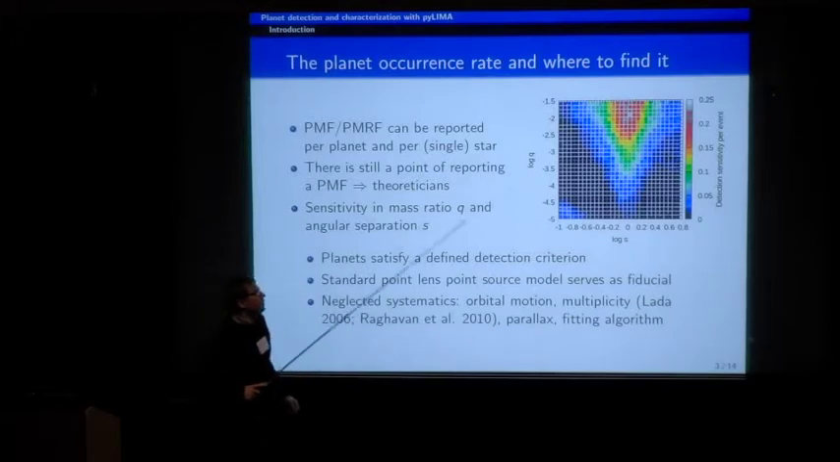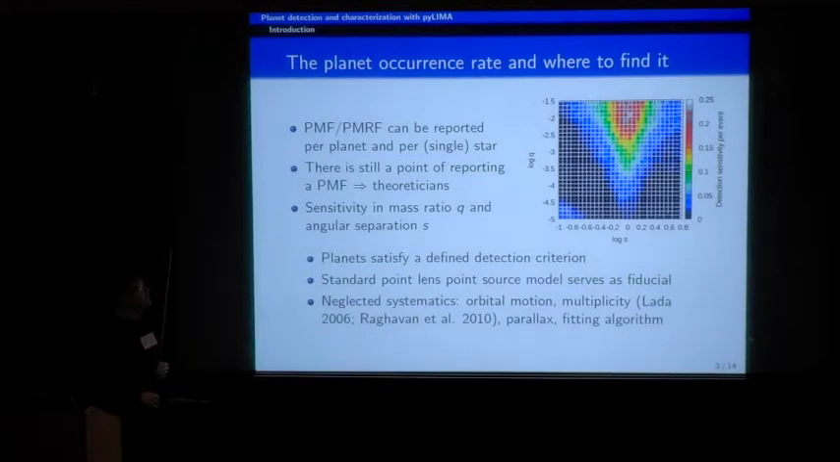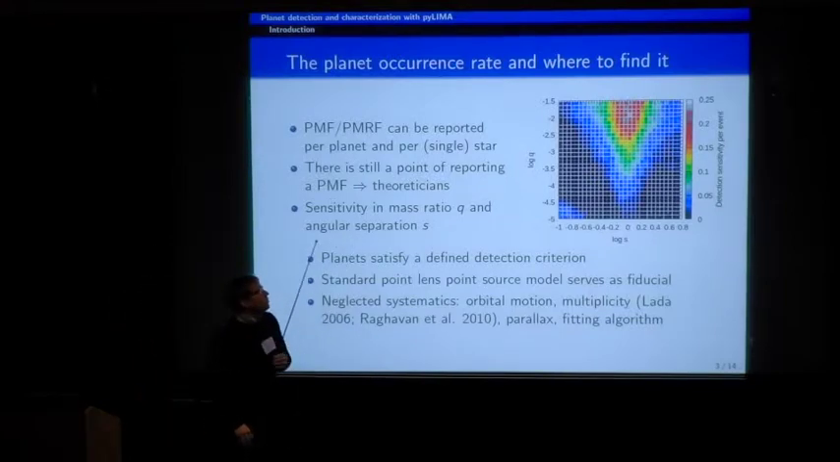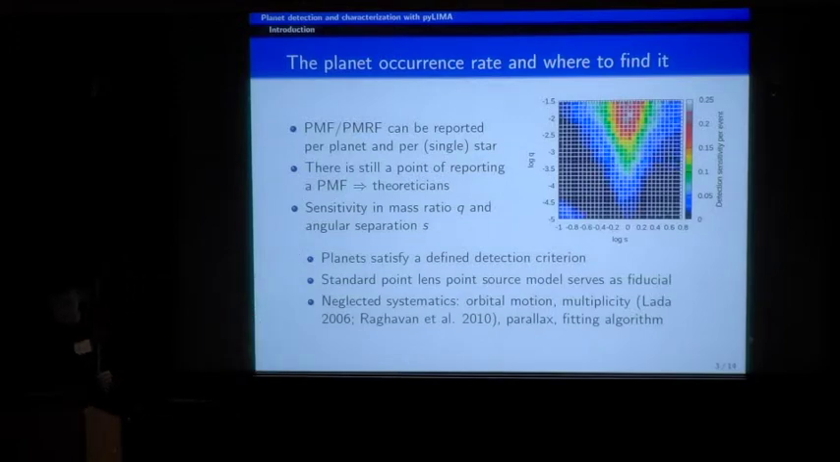In our case, in order to assess what is there, we need to assess the detection sensitivity and figure out what really is there, not only what we detect. So if we simulate that, and I'll talk about how we do that currently a little bit later, the planet mass function and the planet mass ratio function can be reported on, of course, per planet and perhaps per single star. And there's still a point in reporting a PMF for the theoreticians, but also because you can combine that with more insights from a galactic model. While the PMRF is a bit more stable, that's closer to our heart because it is something we are getting from our fits.